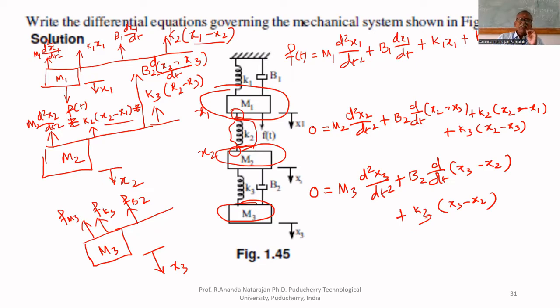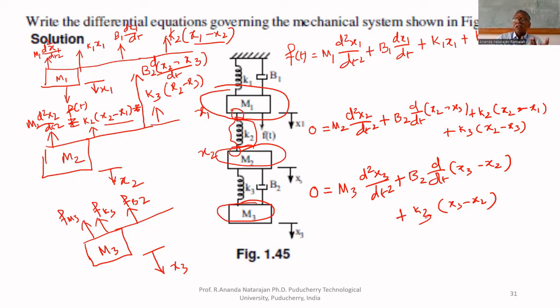So how many differential equations will be there? Number of differential equations equal to number of masses. That's all. So if it is the electrical system, number of differential equations equal to number of loops if it is KVL. If it is KCL, number of differential equations equal to number of nodes minus 1, because one node will be taken as a reference.